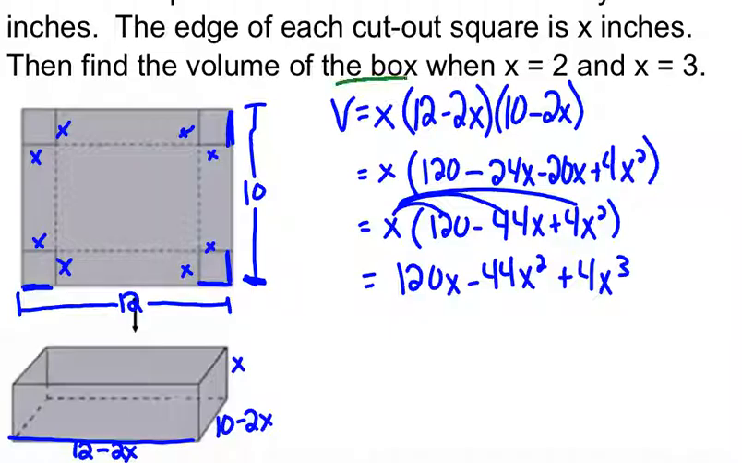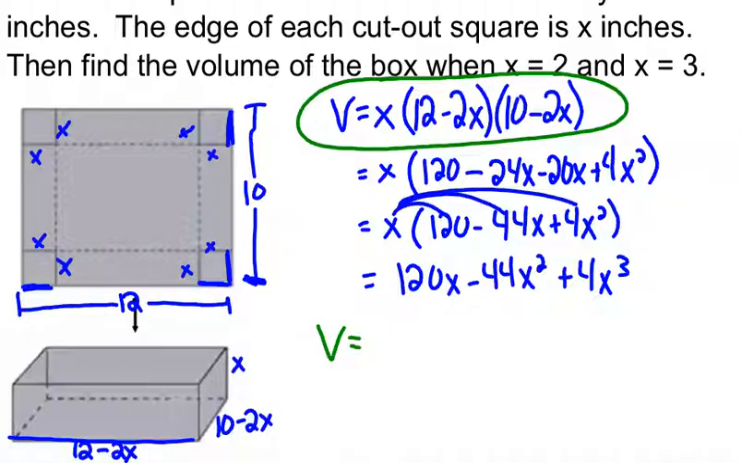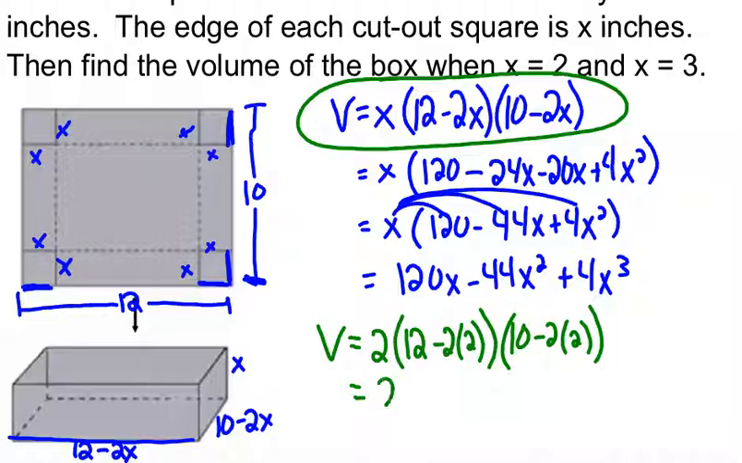Honestly, I kind of prefer this way because I think it's going to be easier to work with. Because now they want us to find the volume when x equals 2 and when x equals 3. So all we have to do is plug in 2 for x. I think it's easier to plug it into that top one. 2 times 12 minus 2 times 2, times 10 minus 2 times 2. So we get 2, and this is going to be 12 minus 4, that's 8, and that's going to be 6. So the volume is 96. Okay, that's when x equals 2.